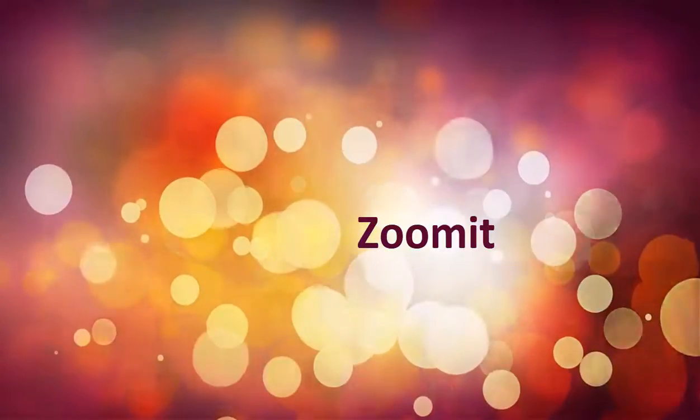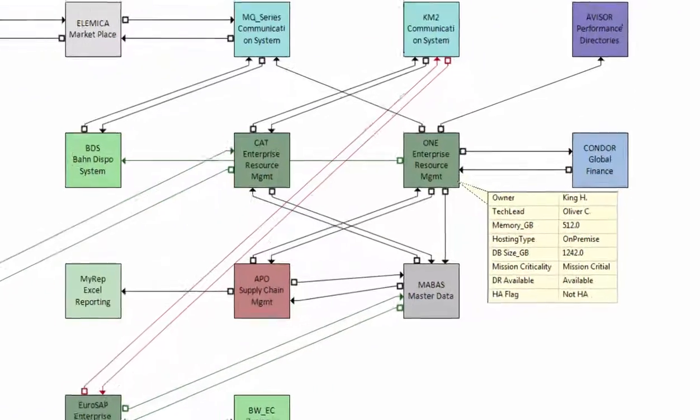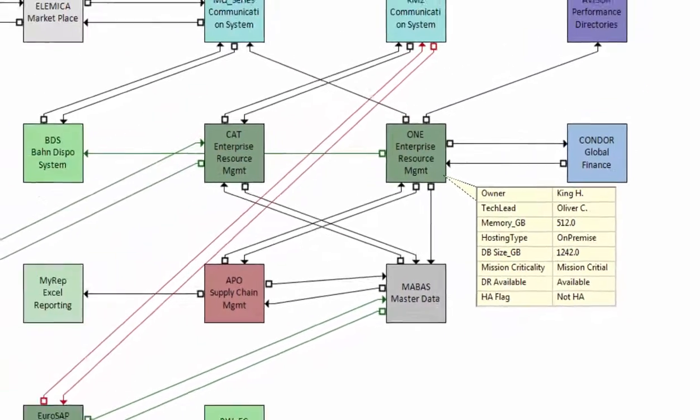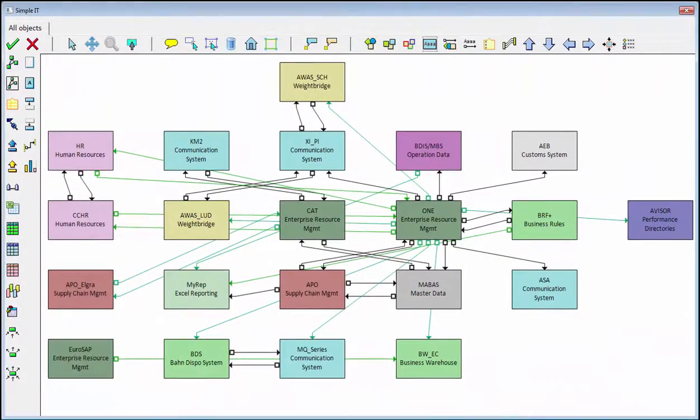Zoomit helps in architecting, documenting, and analyzing your end-to-end IT infrastructure. That's right, your complete IT landscape. A typical organization contains an ERP system from a major vendor, some additional ERP systems from other vendors that may have come from mergers and acquisitions, some specialized systems to handle specific business processes, a few homegrown systems, some mini Excel applications, and many more.